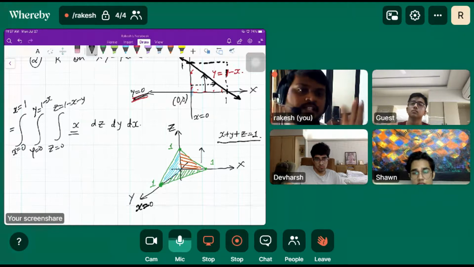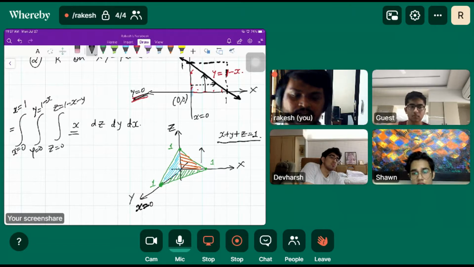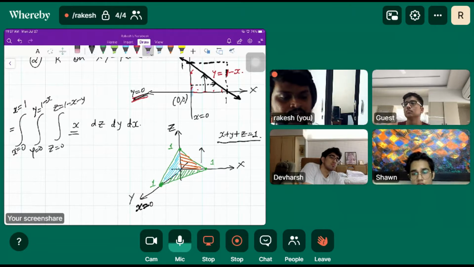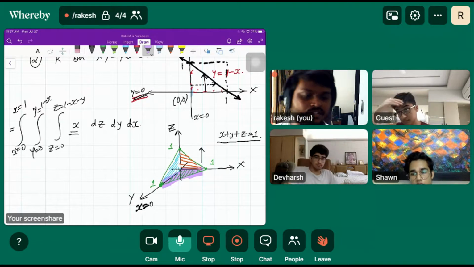So once we are done with z simple here, we are left with a double integral. And for the double integral, we have already gained mastery by defining the region on the xy plane. So this is your xy plane region, right? That is shown here above.